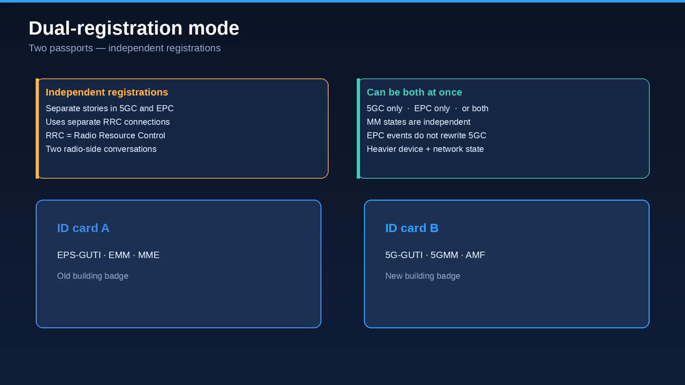The phone may be registered to 5GC only, to EPC only, or to both 5GC and EPC at the same time. The mobility management states are independent. What happens on the EPC side does not automatically rewrite the 5GC side. Analogy: two ID cards. One badge for the old building, one for the new. Different security desks. You can badge into one, the other, or flash both if the campus allows simultaneous access. There is no forced mapping of a single guest book entry. Each core keeps its own story about you.